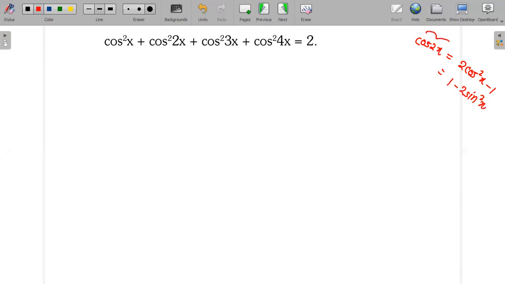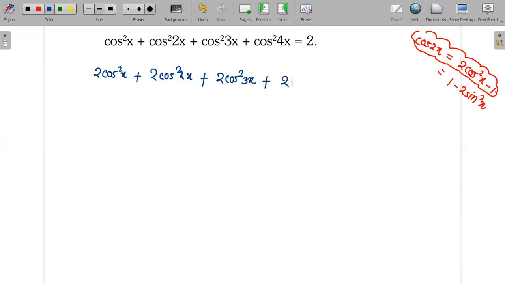If we are using cosine 2x as 2 cosine square x minus 1, then what can be done? We may multiply the whole expression by 2. So eventually I end up getting 2 cosine square x plus 2 cosine square 2x plus 2 cosine square 3x plus 2 cosine square 4x, and that is equal to what? That is equal to 4.